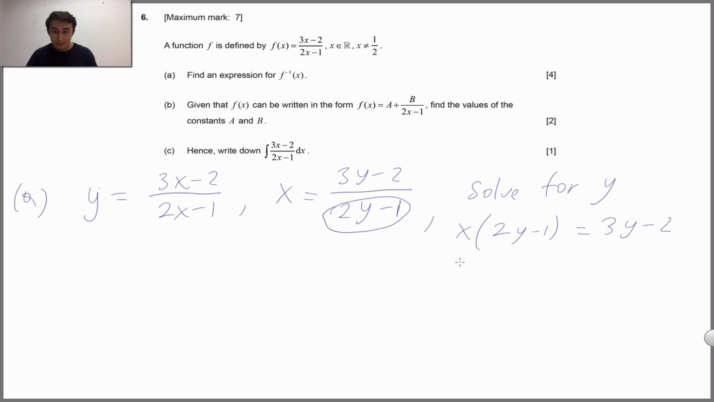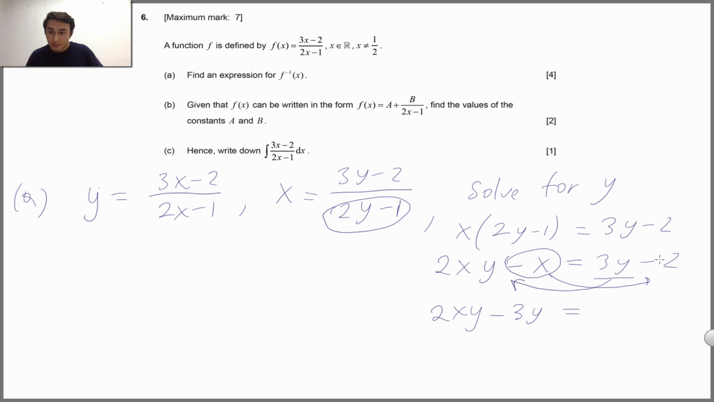Let's expand the brackets. Basically 2xy minus x times 1 is x, is equal to 3y minus 2. And let's take this 3y to the left hand side and this minus x to the right hand side. And remember, when you take something to the left hand side or to the right hand side, it changes the sign. So minus becomes plus, plus becomes minus. So on the left hand side we have 2xy, 3y will become minus 3y, and then equals. On the right hand side we have minus 2, and then minus x will become plus x.